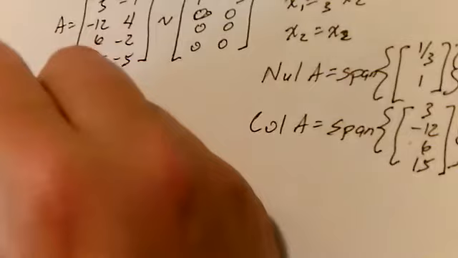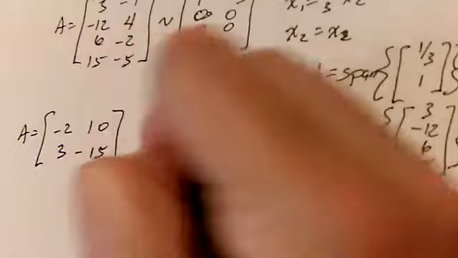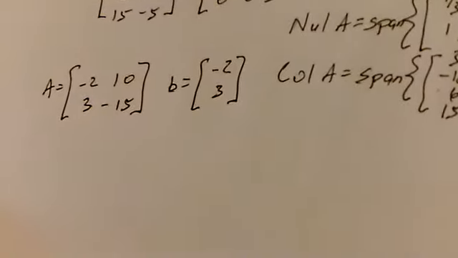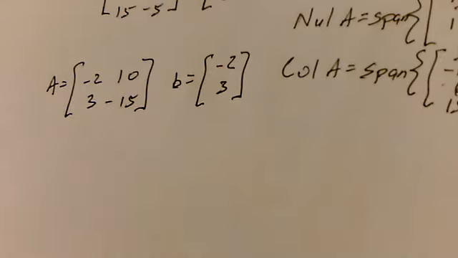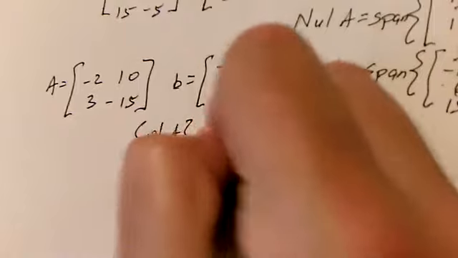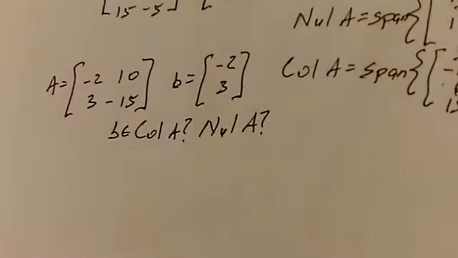So another shot here, if I've got a matrix A that is -2, 10, 3, -15, and I have a vector B here. This vector B is -2, 3. Okay, so I want to figure out if that vector is in the column space or the null space. Maybe both, maybe neither. So is it in column A? Is it in null A? Is B an element of column A? Is B an element of null A?